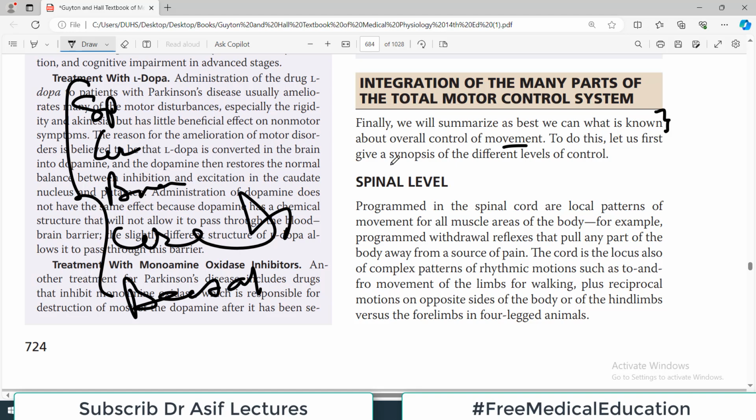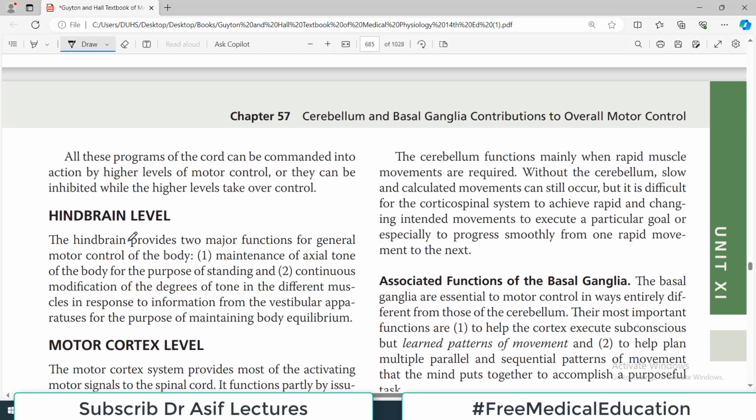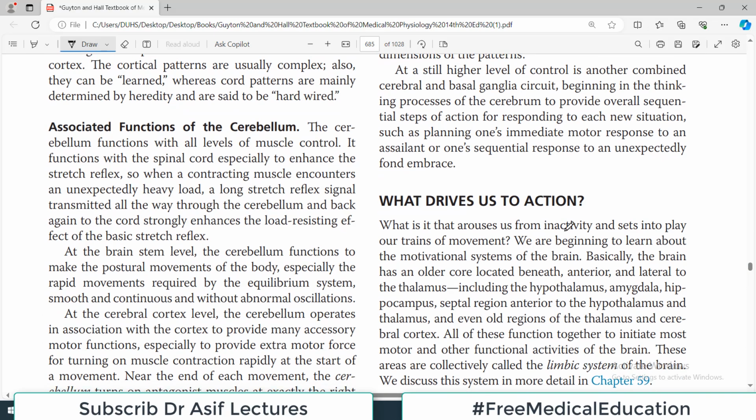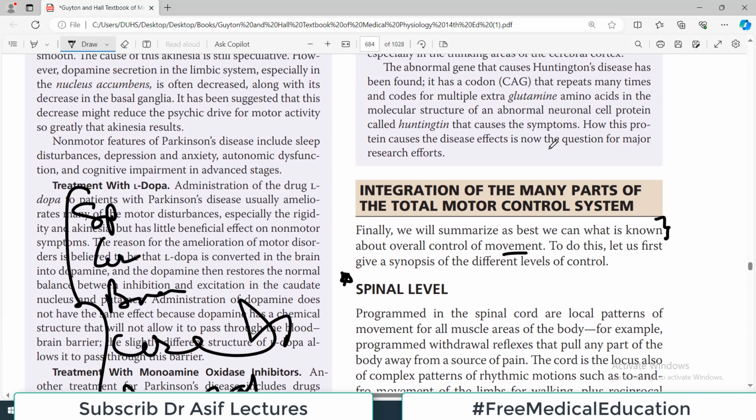To do this, let us first give a synopsis of different levels of control. So what does that basically mean? कि एक brief summary आपको याद दिलाएंगे कि जी spinal cord के level पे क्या हुआ था, hindbrain के level पे क्या हुआ, motor cortex level पे क्या हो रहा है, cerebral cortex की बात हो रही है, and then obviously we'll talk about how they are all integrated.